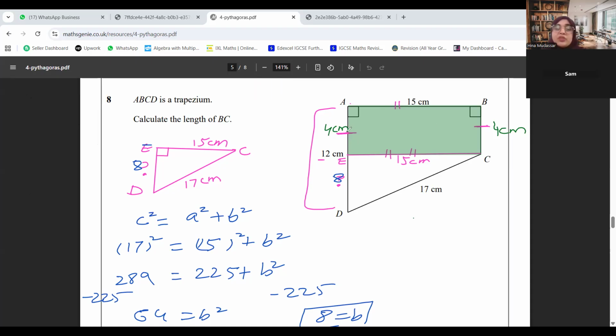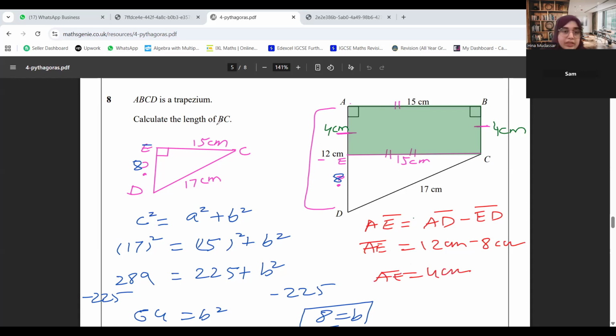So in a rectangle, the opposite lengths are the same. So we will write AE is equivalent to AD minus ED, right? So AE is equal to 12 centimeters minus 8 centimeters, which is 4 centimeters. But we have to mention that the length of AB is equivalent to the length of AE. So that's why the length of BC is also equal to 4 centimeters. Correct? Any question about it?